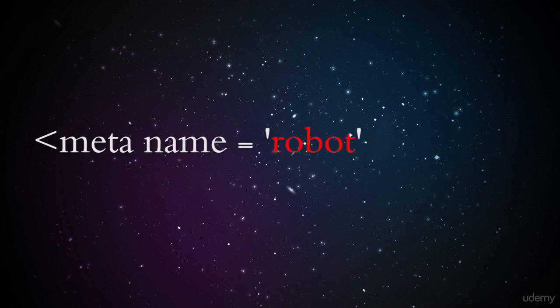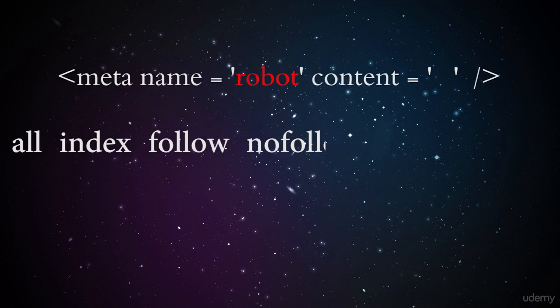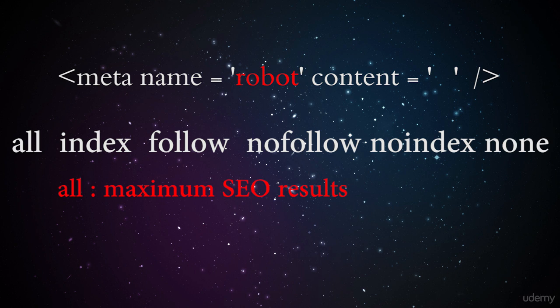The robot meta is particularly important. It decides whether a web page is open to the search engine or not. There are 6 settings for the robot meta. Usually, we set it to all for the best SEO effects, but for internal system pages, we set it to none for maximum privacy.